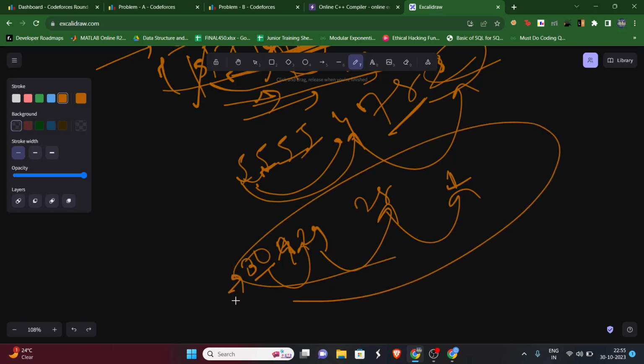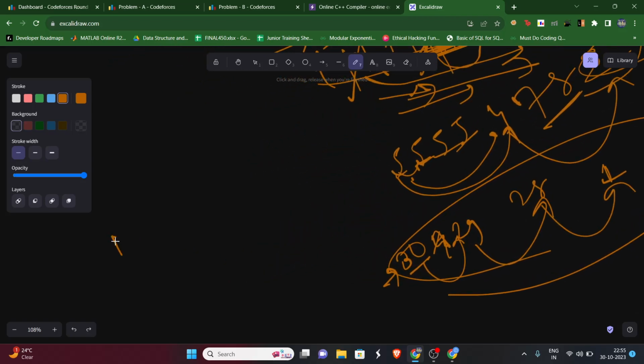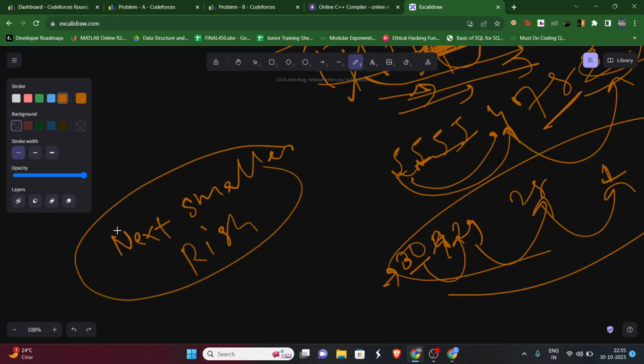Now another question is how we'll find this one. That's a very separate problem, you can read about it. That is, the next smaller element in the right. It's a very famous stack question: next smaller element, next greater element in the right or in the left. You can search it out on YouTube, you'll find many good videos. But if you still need my help on this, just drop a comment and I'll make a video on this as well.